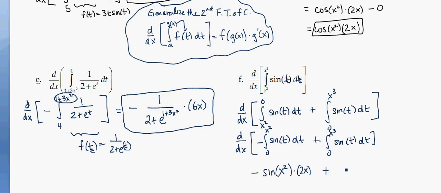plus, let's do the second fundamental theorem again, taking the derivative of this thing. So the second fundamental theorem says replace t with the function x cubed, but then multiply by the derivative of x cubed. And there we go.